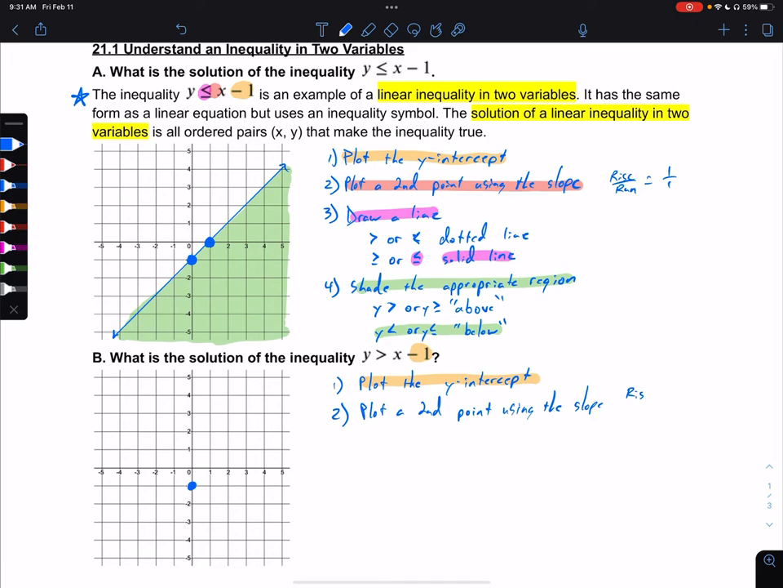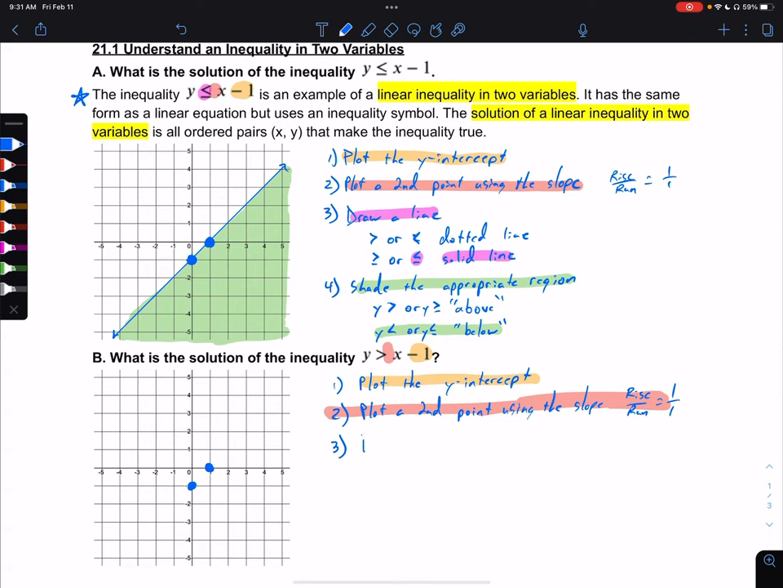Again, that's rise over run. And the slope in this problem is still 1 over 1. They haven't changed it, right? So we have a slope of 1 over 1. So we're looking at all that there. Okay, so from our point, we'd go up 1 over 1, plot that second point.